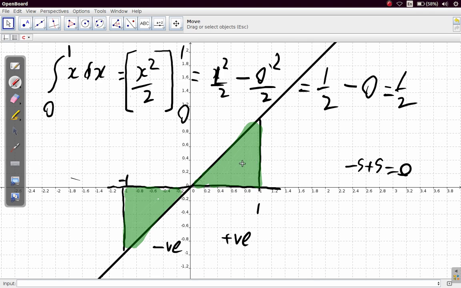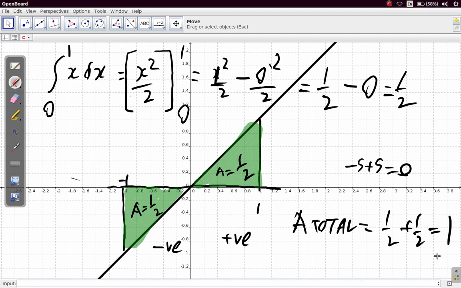Alright, so what it's saying is that the area here is half square unit, and the area here is half square unit. Now, if we want the total area, we say half plus half, which is equal to 1 unit squared. Alright, so there you have that.